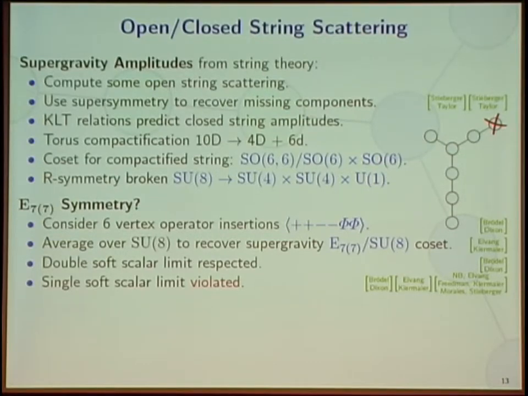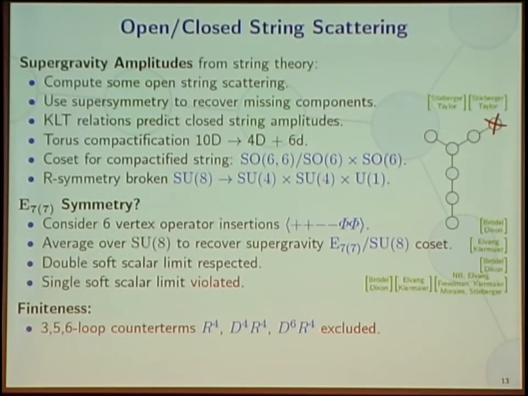Namely, if we just go to six vertex operator insertions, where 2 of them correspond to scalars and the other ones are just gravitons, then, having just these 2 scalars, we can do a certain averaging procedure to lift the 2 SU4s to an SU8. That works at least for 2 scalars. And then we recover the supergravity E7 over SU8 coset from it. When one does that in these scattering amplitudes, one finds that the double soft scalar limit is typically respected, while the single soft scalar limit is violated for all of the first few counterterms. And that excludes the 3, 5, and 6 loop counterterms.